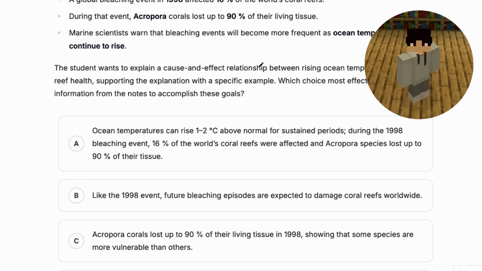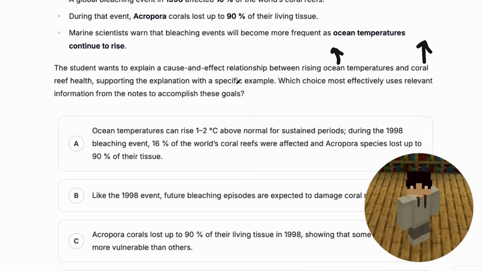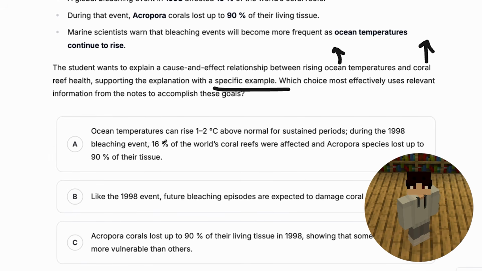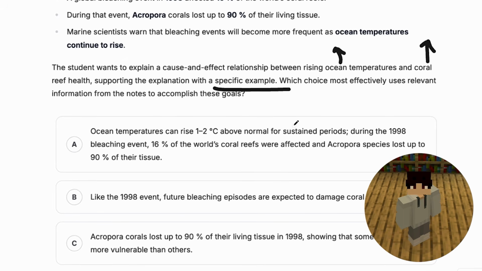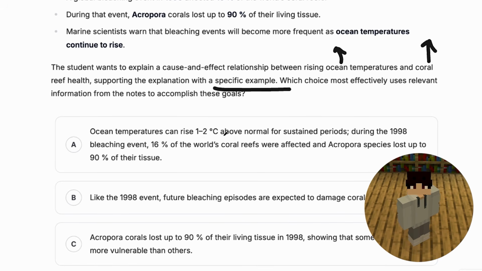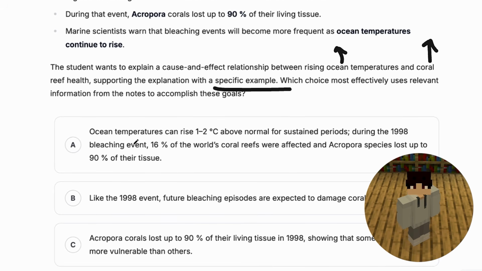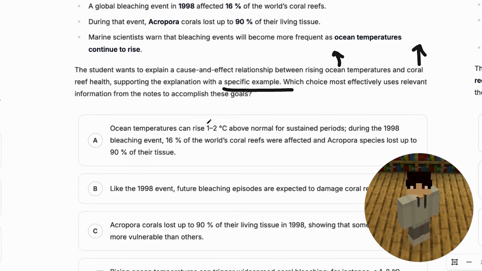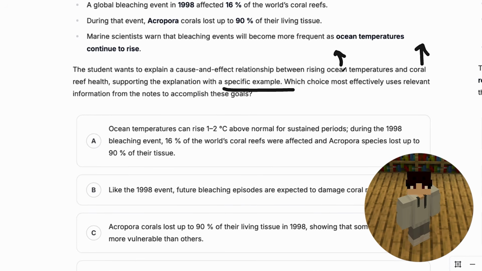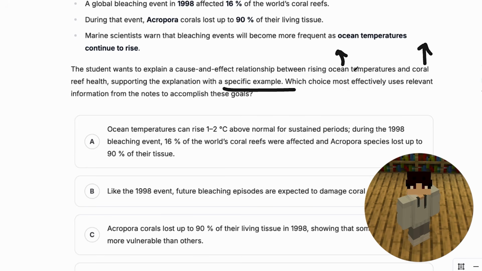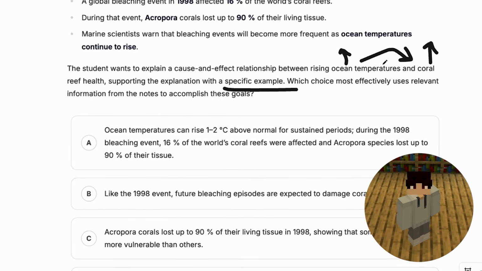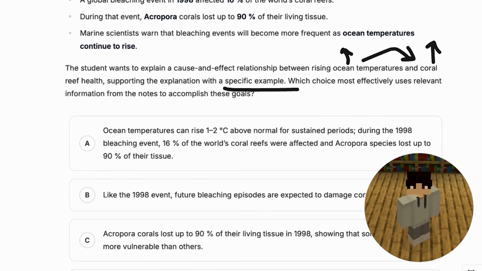Now this one. Cause and effect relationship between rising ocean temperatures and coral reef health. We also need to find a specific example to showcase this. Okay, so ocean temperatures can rise 1 to 2% above normal for sustained periods. During the 1998 bleaching events, 16% of the world's coral reefs were affected, and Acropora species lost up to 90% of their tissue. So I guess it's actually saying here that you just need to support the idea that ocean temperatures affect coral reefs in some way. So not necessarily that they make it better, but just that they affect it in some way. I did not realize that the first time I read through this.